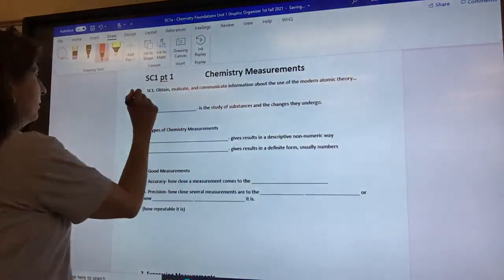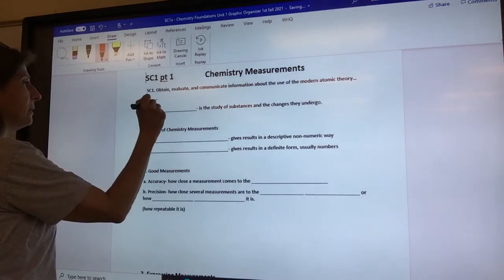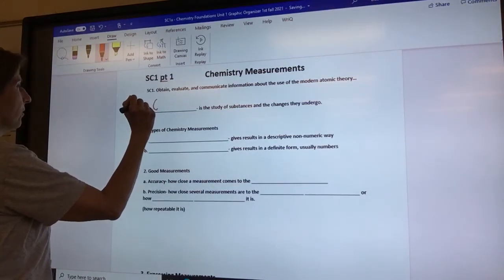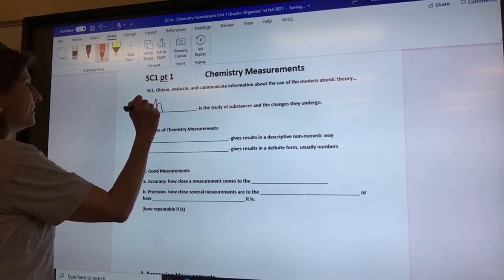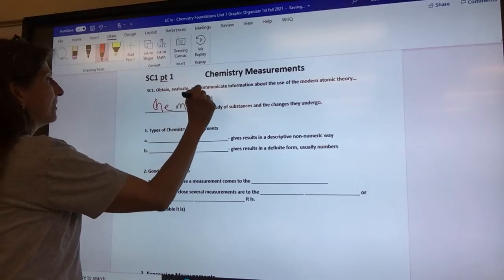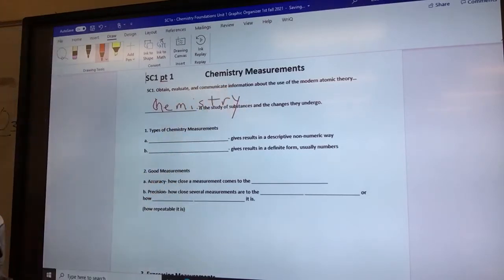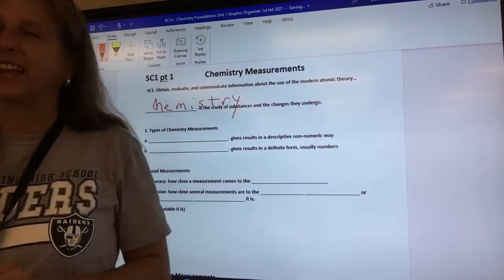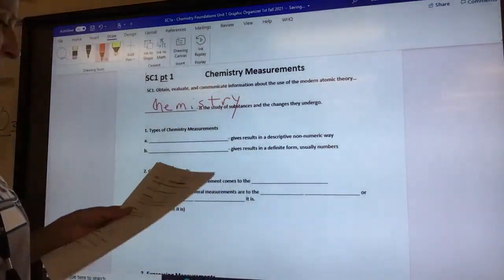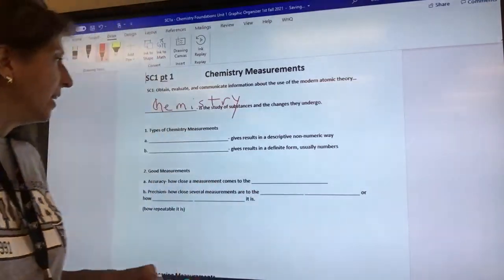Chemistry, let's see if it's gonna let me write. Oh, it is, but it's over. I write here and it shows up there. Oh, that's gonna be very confusing. C-H-E-M-I-S-T-R-Y. Oh, that looks so terrible. Can you read it? Chemistry is the study of substances and the changes they undergo. So now you know. I might have to put in a work order for that. That's pretty terrible.